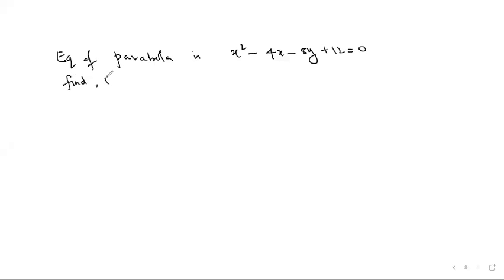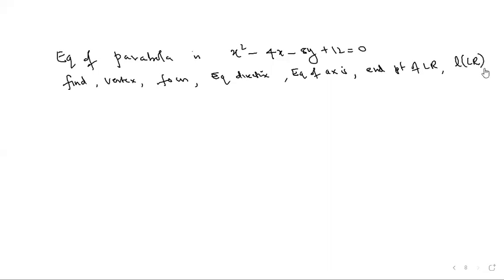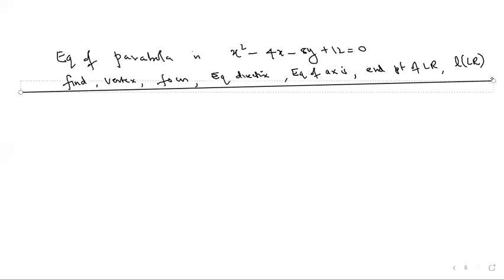Find vertex, then focus, equation of directrix, then equation of axis, then end point of latus rectum, and length of the latus rectum. Same thing as last time. Will you be able to do it? So how to go? Where should I complete the square this time? X. So complete the square.